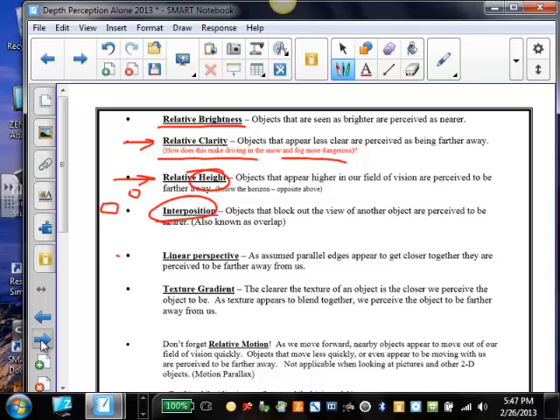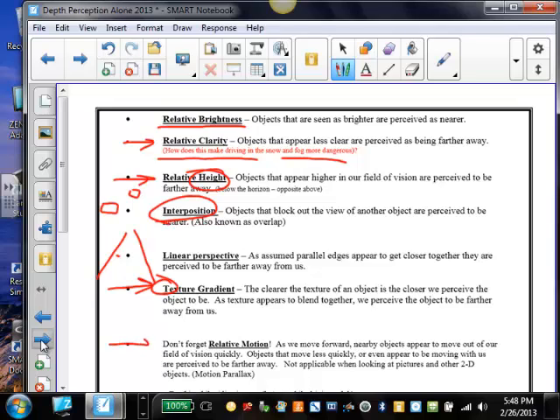Linear perspective deals with assumed parallel lines, like the edges of a road or railroad tracks or of a ceiling, for example. We assume that as the parallel edges appear to get closer together, they're actually more distant. Texture gradient, which is the tomorrow in 'some boys can have interesting lives tomorrow maybe,' suggests that the clearer and more distinct a texture is on an object, the closer we perceive it to be. And as objects lose that distinct texture, we perceive those objects to be getting farther away.